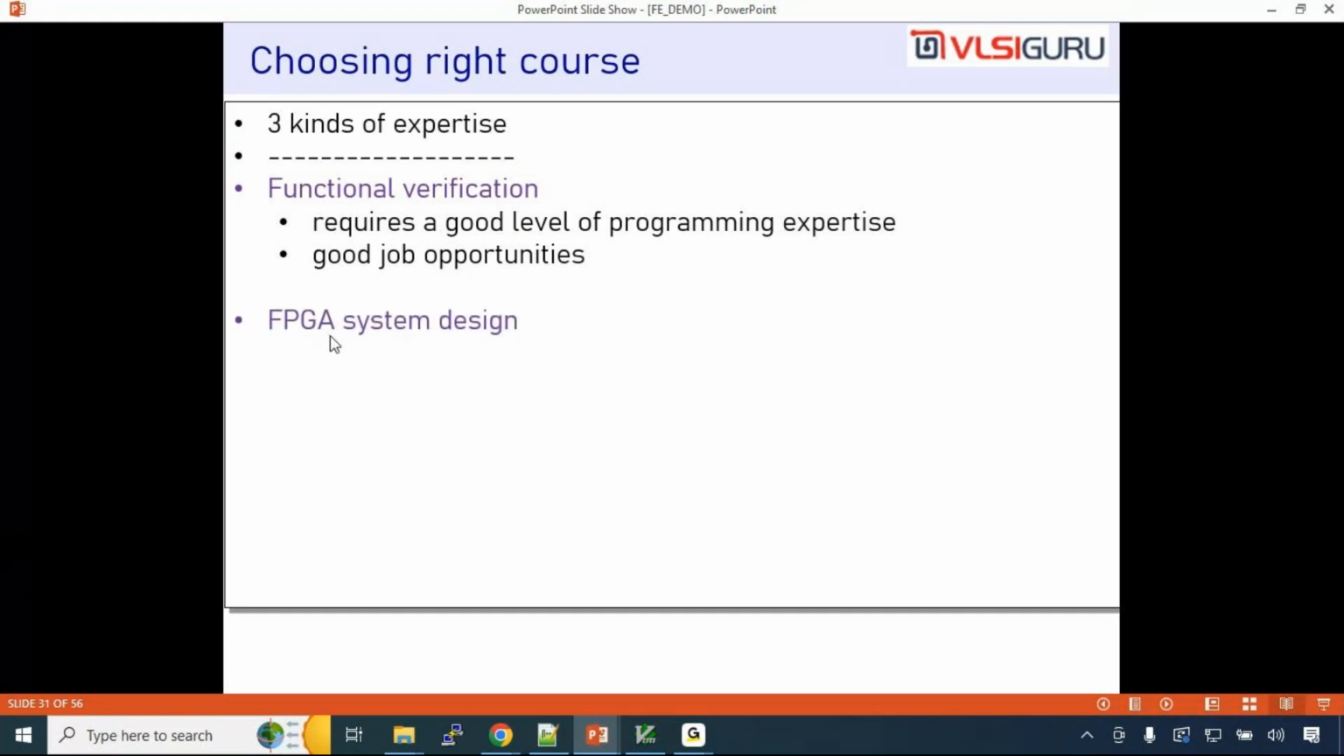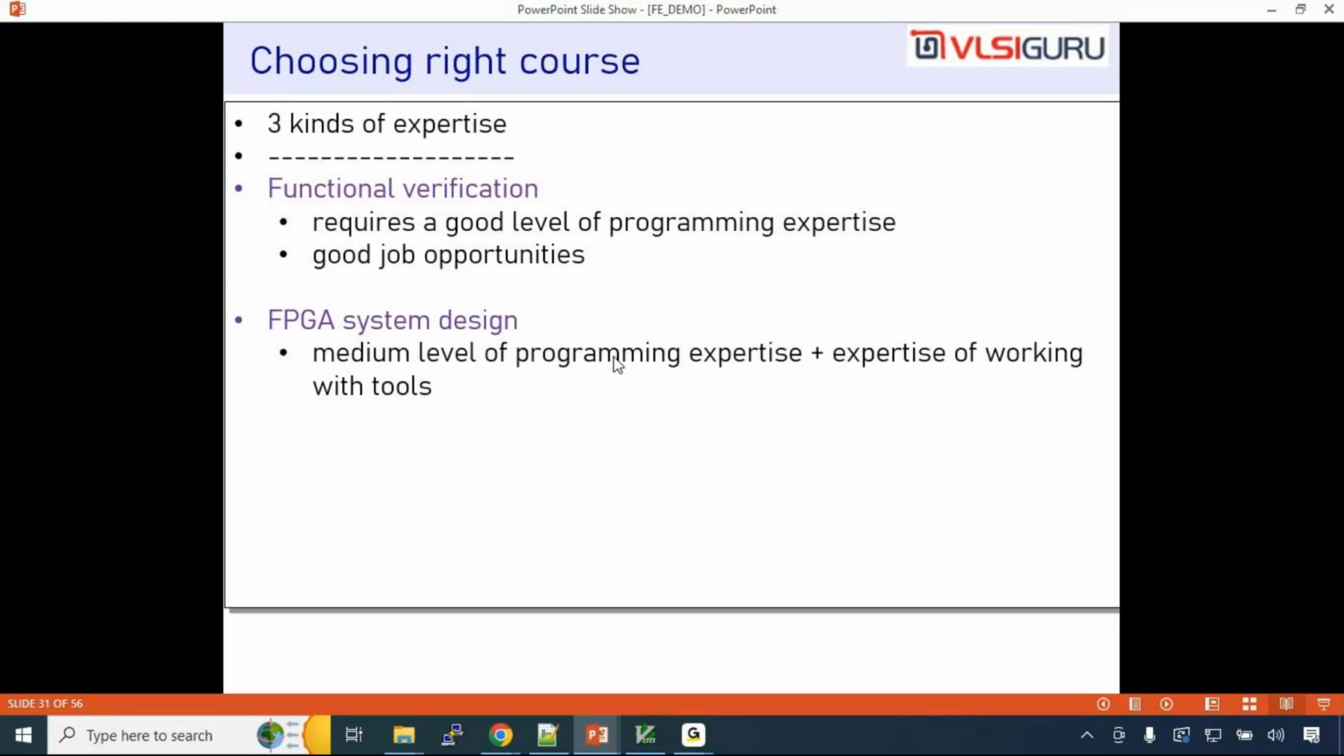Second is FPGA system design. It needs a medium level of programming expertise and expertise in working with tools. You need to work with some EDA tools, software. It also has good opportunities, because fewer people undergo this training. Because of that, they have a better chance of getting a job.